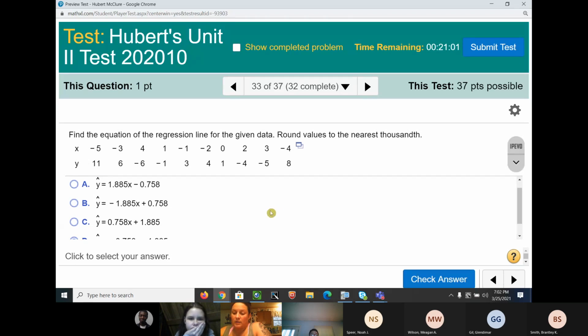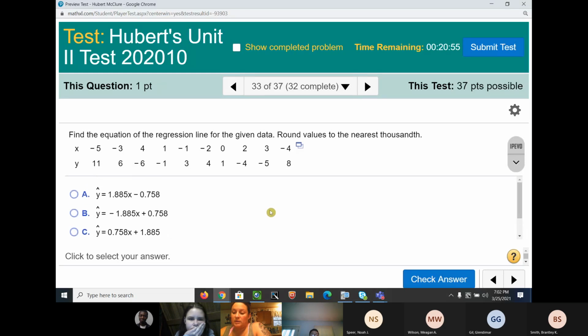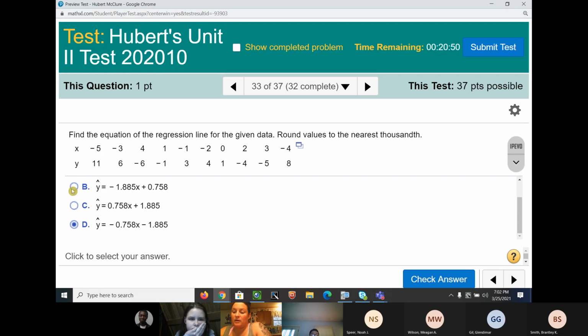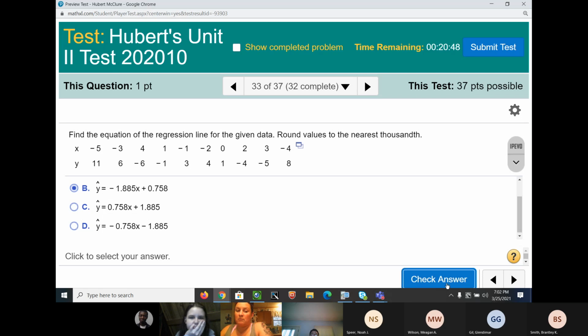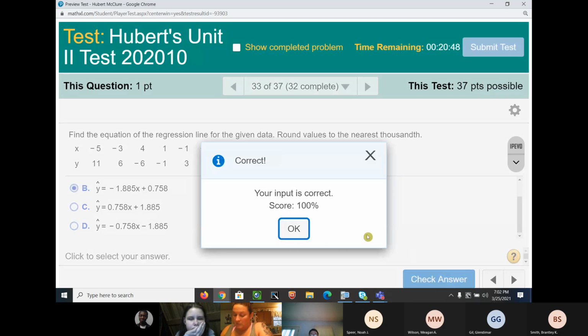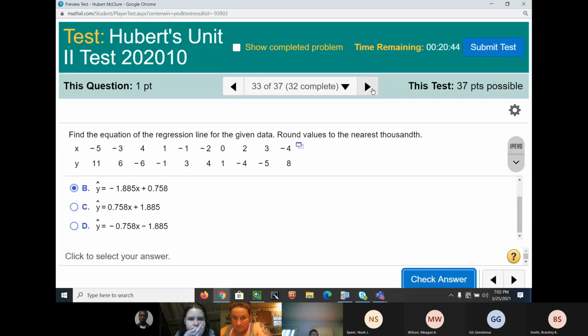It's y is equal to negative 1.885x plus 0.758. You're a winner. Next. And there we go. That's the only one that equals 100.